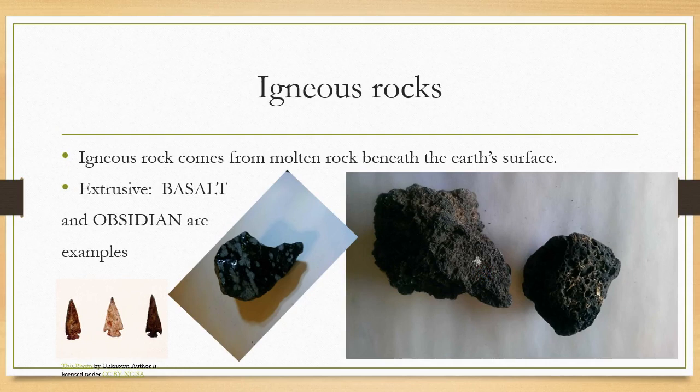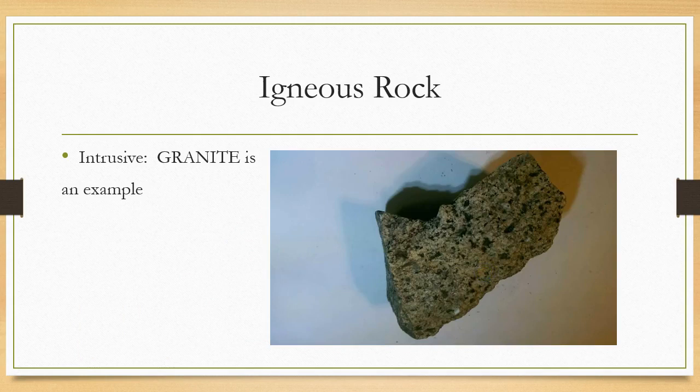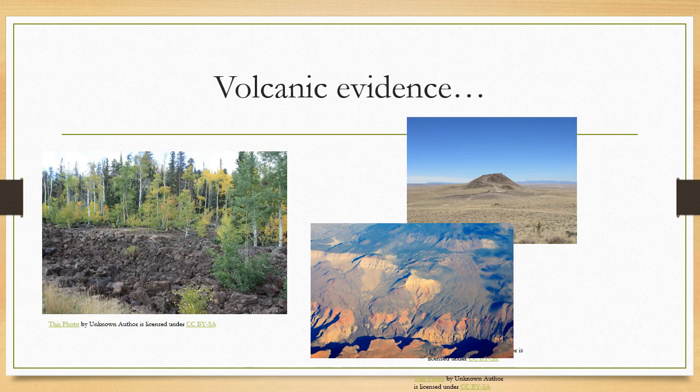Obsidian is also an extrusive igneous rock used by ancient people for points, knives, and scrapers. Igneous rock that hardens within the Earth's crust is called intrusive igneous rock. Granite is an example of this type of rock. If the molten rock called magma cools slowly into solid rock, the minerals will form crystals. The more slowly the magma cools, the larger the crystals will become. There's a great deal of evidence of volcanic activity in this area of northern Arizona.